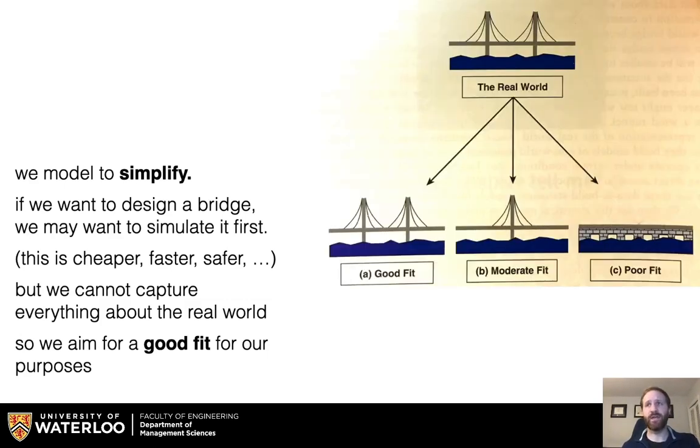So if we have a real world bridge, we might model it in a very similar manner. We might get a moderate fit. Maybe we can't quite get that good fit. We don't have the resources to do so. And we might have a poor fit that probably wouldn't serve us in the ways that we want to analyze this bridge. And we'll dive into more detail about the different ways that our models might have more fit depending on the model as we proceed in this course.